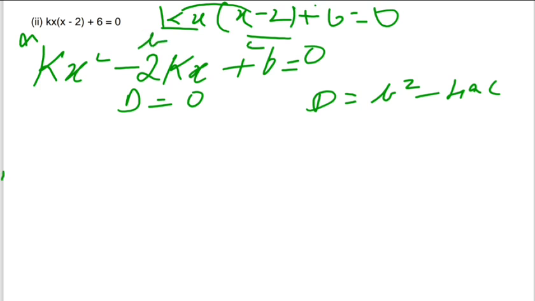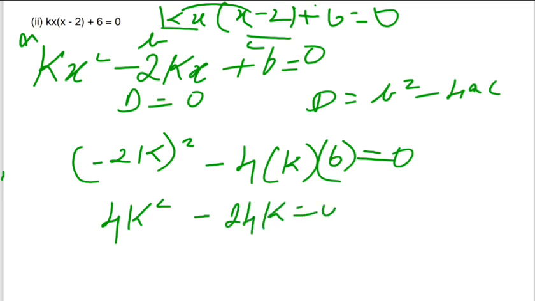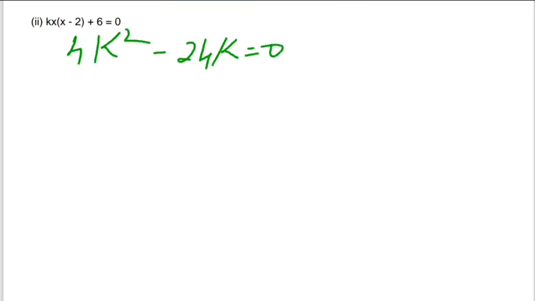So D is equal to b square minus 4ac. Just applying the formula, b is minus 2k the whole square minus 4 into a is k and c is 6, equal to 0. So minus 2k squared is 4k square. 4k square minus 4 sixes are 24k is equal to 0. So this is the one we got.